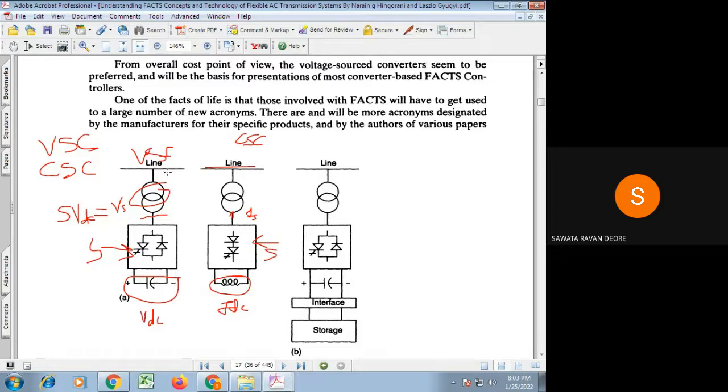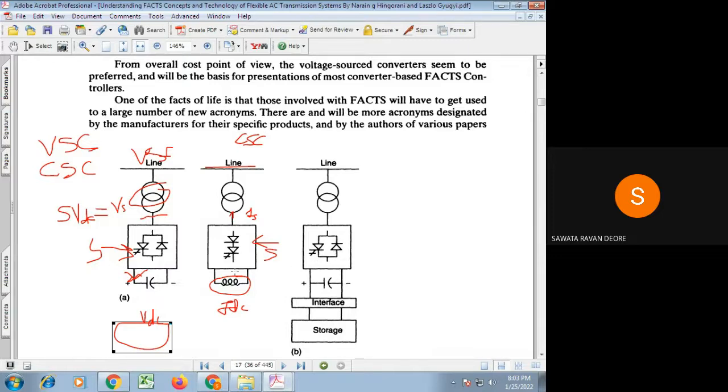But suppose we want to do the reversal of direction of power flow, meaning power flow from this side to this side. Let's say this is the direction of current for power flow from converter to line. But when power flows from line to converter, then by reversal of the current direction, the power flow reversal is done in the voltage source converter.